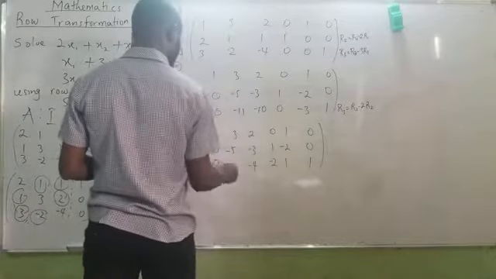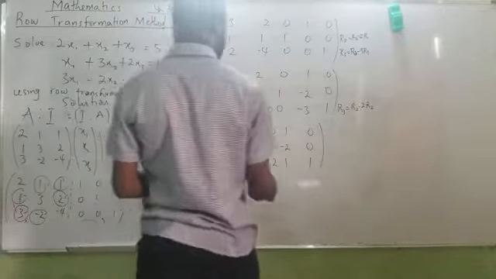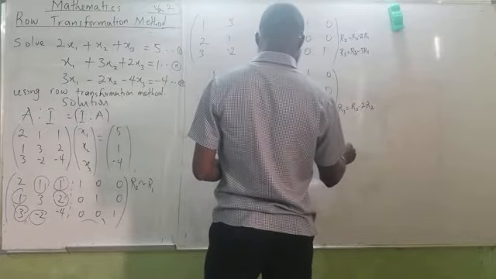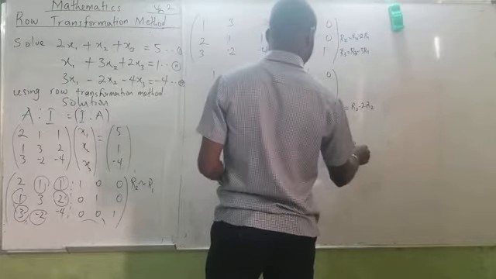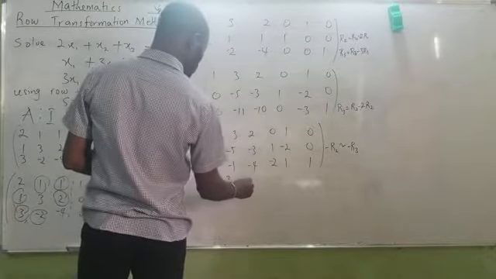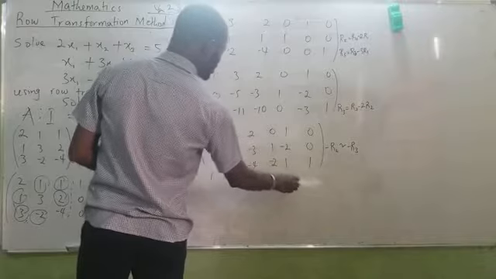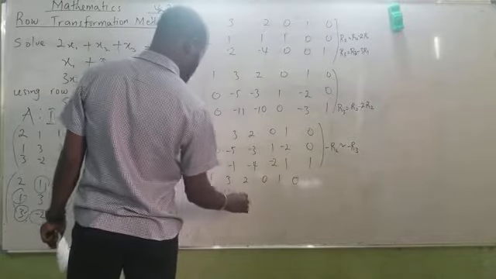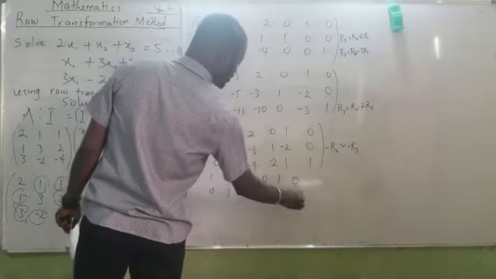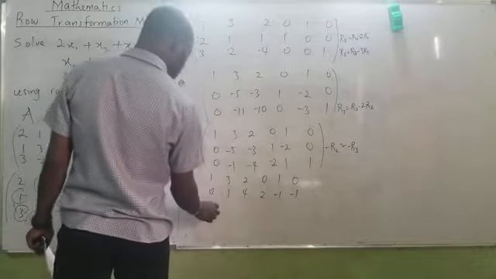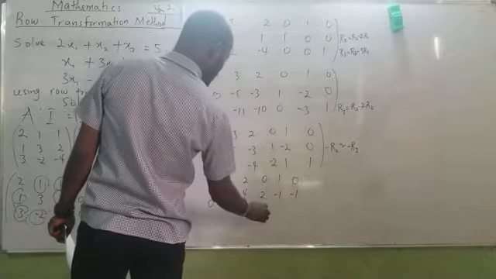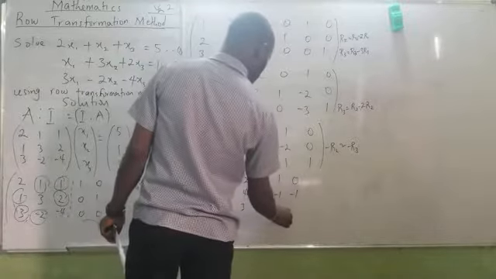Okay. What else can I do now? I think at this point I can now do what I want to do. It means minus R2 can be moved to what? R3, which I will be having 1, 3, 2, 0, 1, 0, 0 minus 1. 1, 4, 2, minus 1, minus 1. And okay, 0, 5, 3, minus 1, 2, and 0.